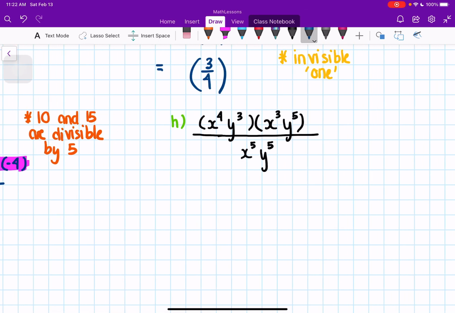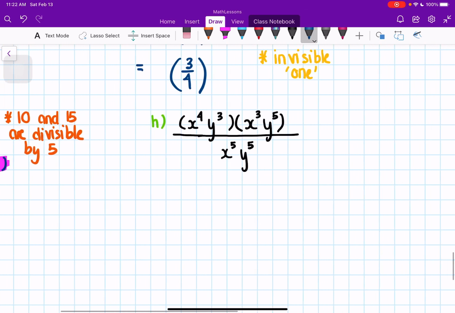Okay, so question H is actually not that complicated. It looks really complicated because there's so many x's and so many y's everywhere, but we just deal with them step by step. So at the top, remember when we have two brackets that are next to each other without an operation in between them, it means we are multiplying them. And remember, when it comes to exponents, we can only multiply when we have the same base. That's the only rule that exists for us.